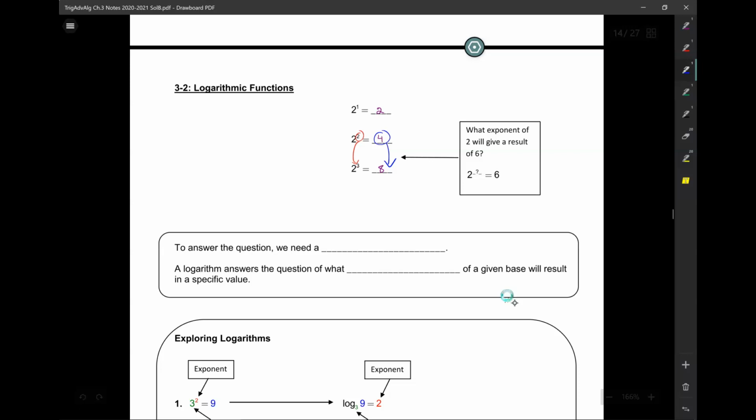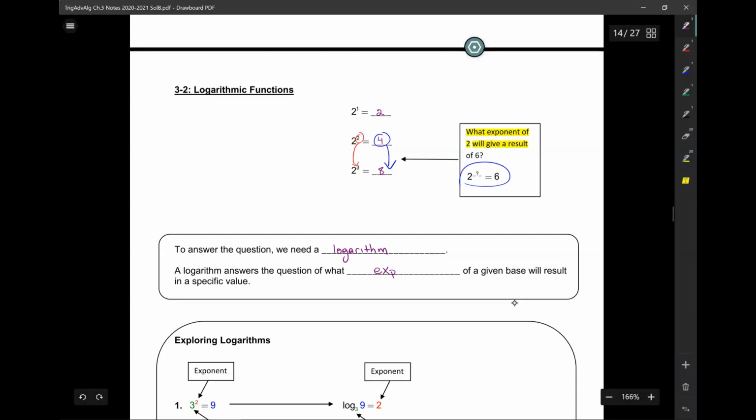Well, what if I wanted an exponent of 2 that would give me a value of 6? So now here is our question. What exponent of 2 will give a result of 6? Basically, 2 to the power of what would give me 6? That is the question. Well, to answer that question, what we need is a logarithm. A logarithm always answers the question of what exponent of a given base will result in a specific value.